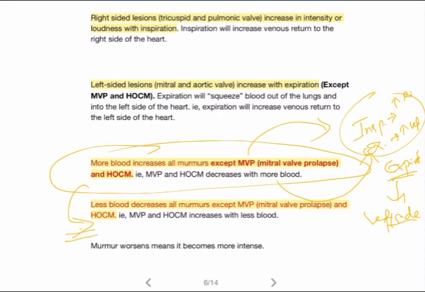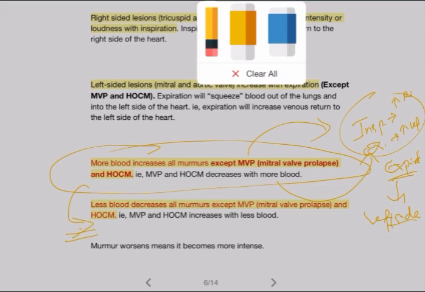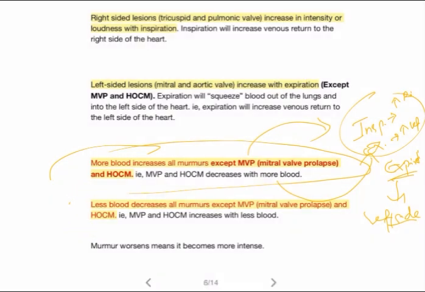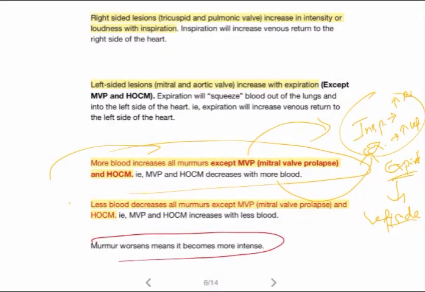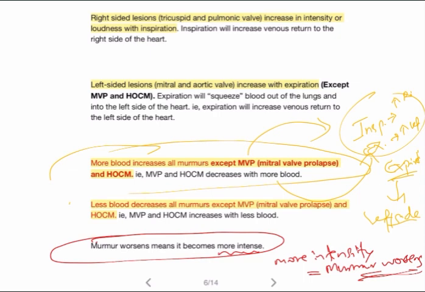Now, murmurs worsen when they become more intense. So whenever a question says the murmur worsens with inspiration or worsens with expiration, it means the murmur is more intense. More intense is equal to worsening of the murmur. Now I'll be going a little faster because the concept is over for diagnosing whatever case you get. Now we'll just move on.